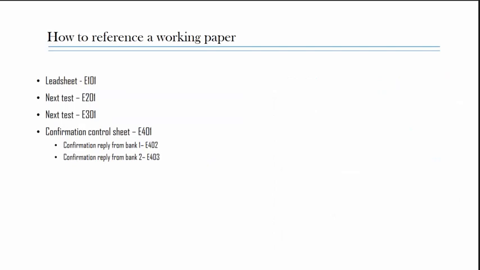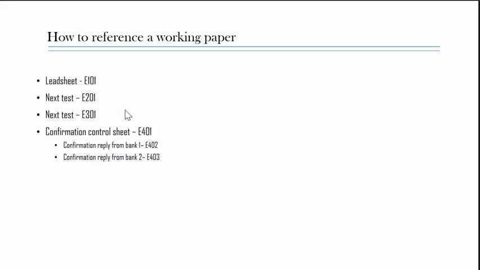Now, how do we reference a working paper? For example, the lead sheet always starts off as the first lead sheet for the section. So let's say if this is the first page, this will be E101 for the lead sheet. The next test that we perform will be E201. Next test will be E301, so on and so forth.